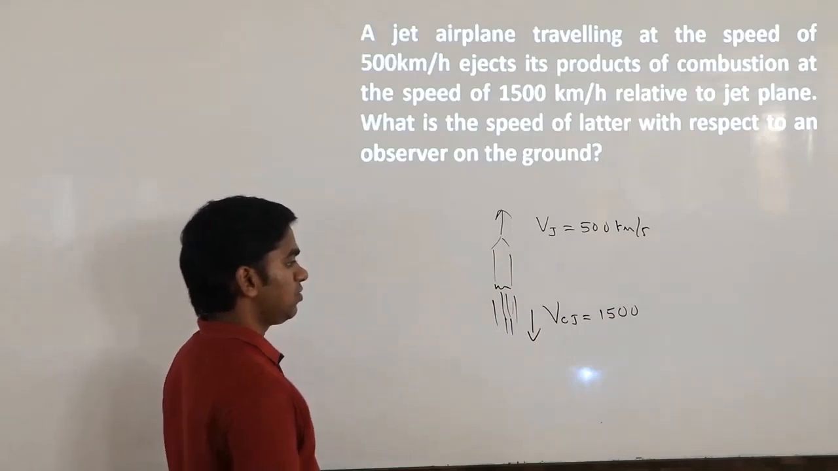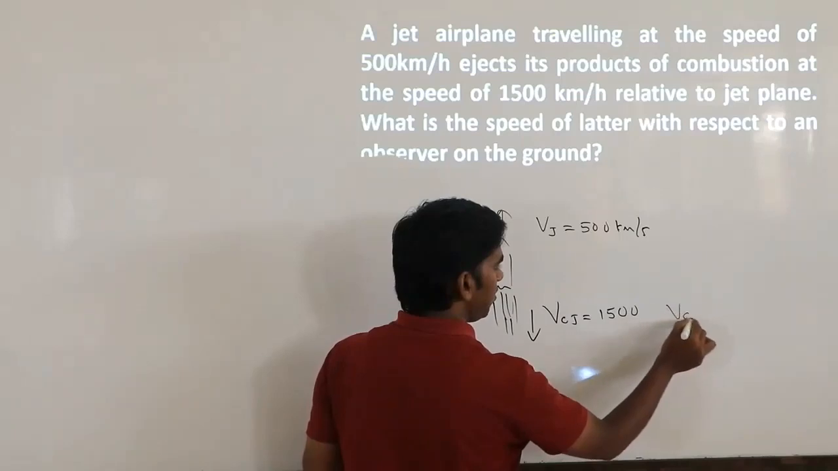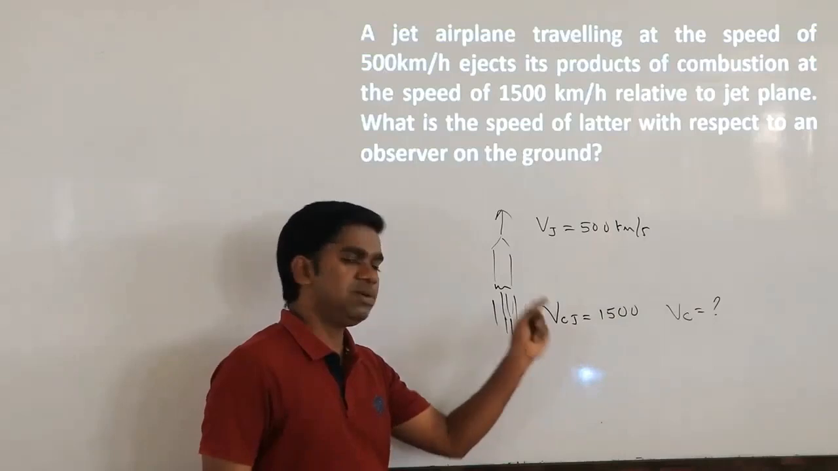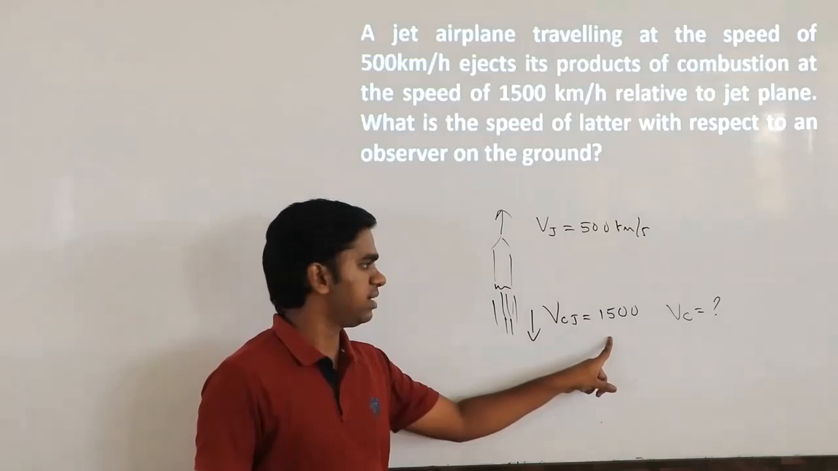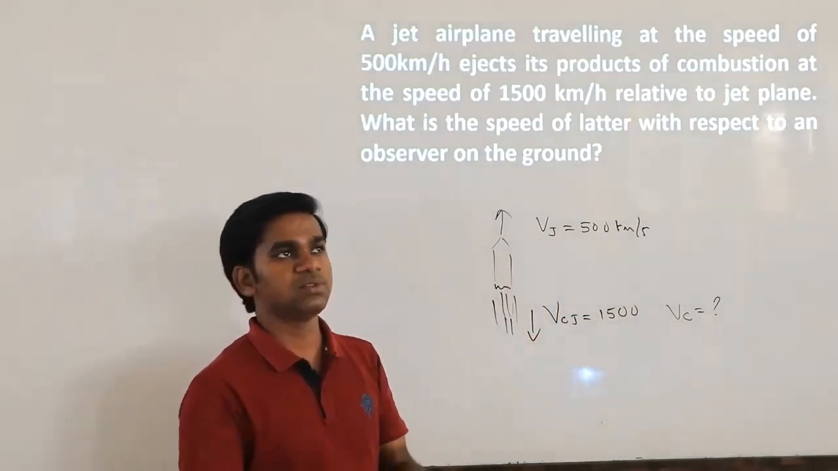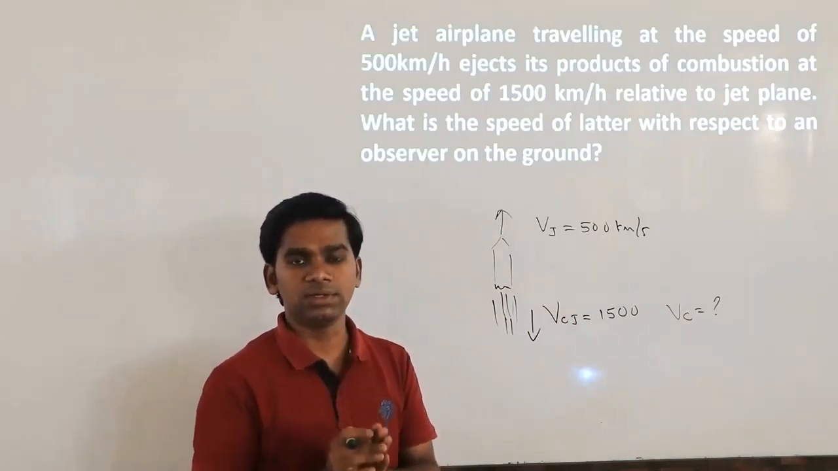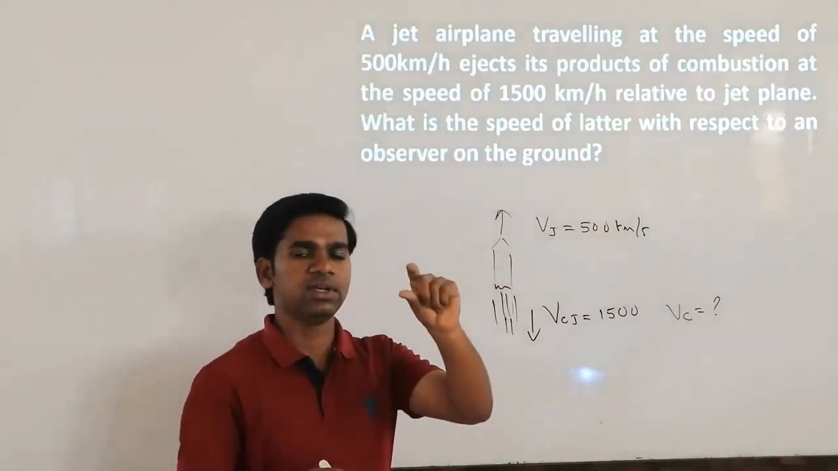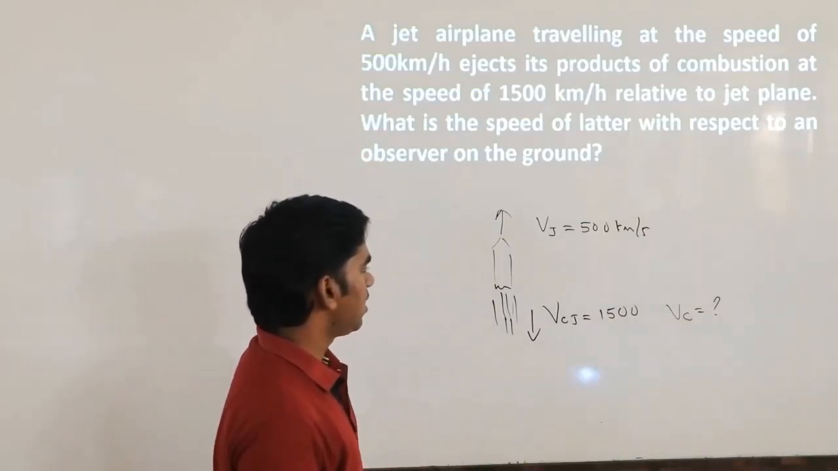Then what exactly you have to find? You have to find velocity of combustion. Vj is there, Vc we don't know, but Vc with respect to J we know. Velocity of combustion with respect to jet is 1500, and velocity of jet we know, but velocity of combustion we don't know. A person or observer standing on the ground sees the velocity of combustion not with respect to the jet, he will see its original velocity. So that we have to calculate. That is the velocity of combustion.